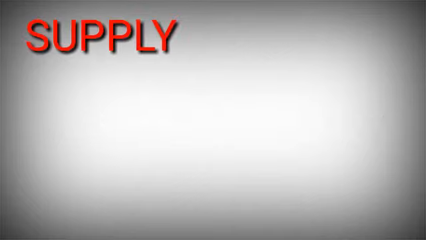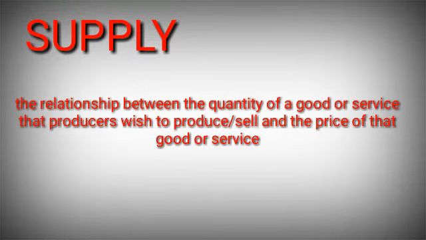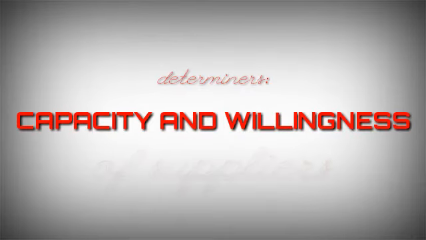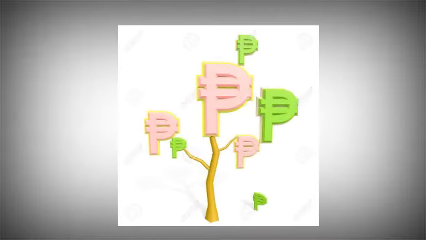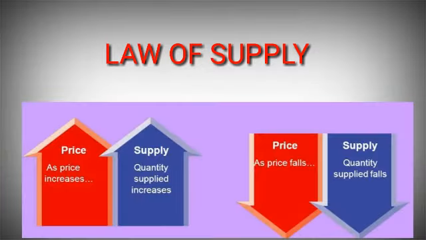Supply refers to the relationship between the quantity of a good or service that suppliers wish to produce and sell and the price of that good or service. It is determined by the capacity and willingness of the supplier to produce that product for their goal of earning profit. If the law of demand states an inverse relationship between price and quantity demanded, the law of supply states a direct relationship between price and quantity supplied.